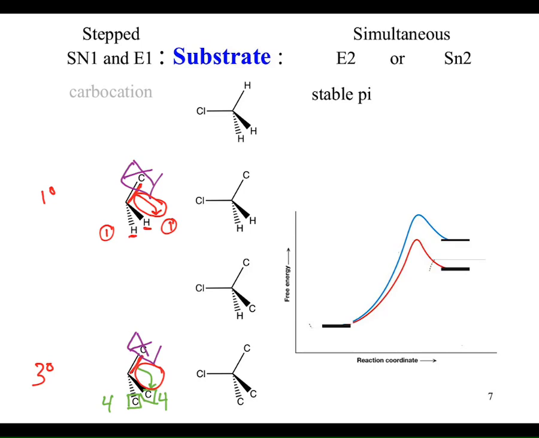That helps us to see that the tertiary pi bond is more stable than the primary. And if we color coded, we could even drop the secondary in between. And that's how the substrate affects the end result for the E2 elimination. What happens with the SN2? We can kind of cheat.